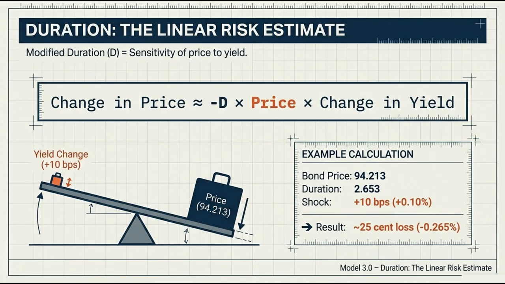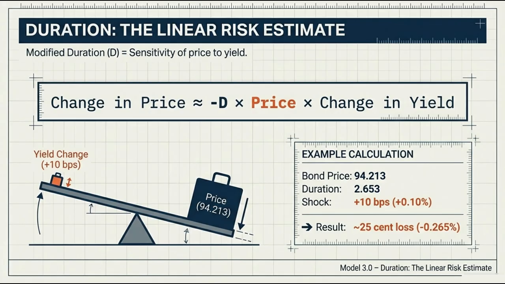So the change in price is approximately negative 0.249995. About a 25-cent loss. So if rates rise by just 10 basis points, the bond price is predicted to fall by about 25 cents. That's the essential, fast calculation for reporting risk and setting up hedges.